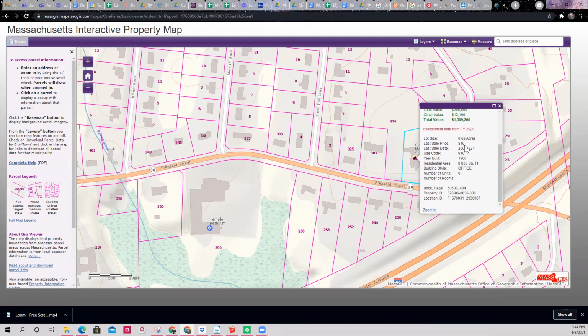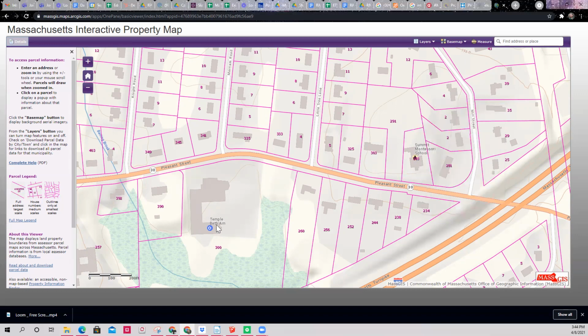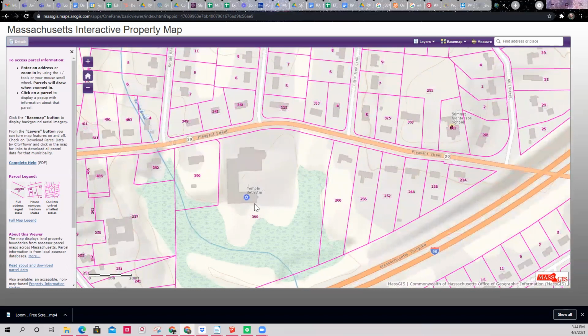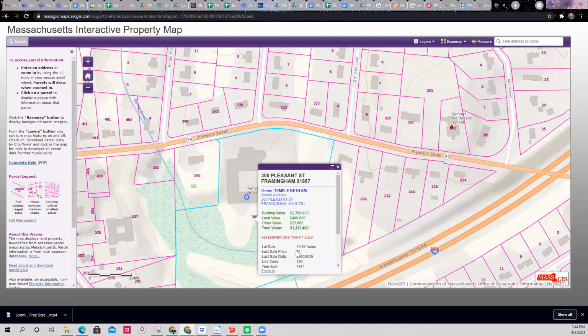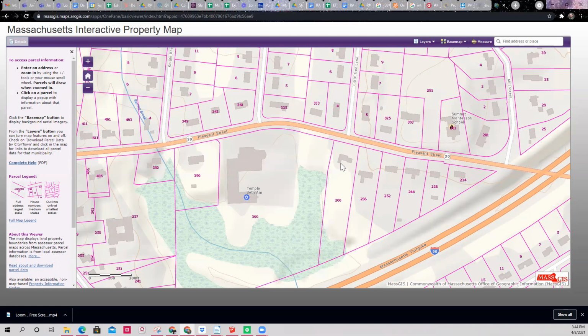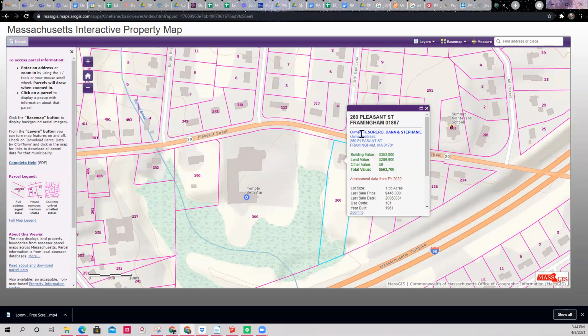For most residential properties, this isn't going to be nearly that robust, but for larger commercial properties, for instance, we have a site or a system going in at 300 Pleasant Street, which is Temple Beth Am, 10.87 acres. That information actually isn't really pertinent to us in this instance either, but still useful to know. And the overall building size at 27,000 square feet is again a good thing to keep in mind. But most of the stuff you're going to look at is going to be a site like this.